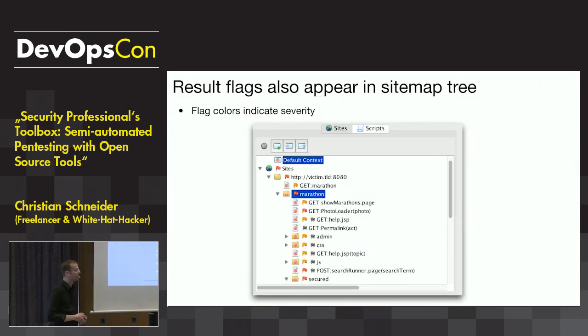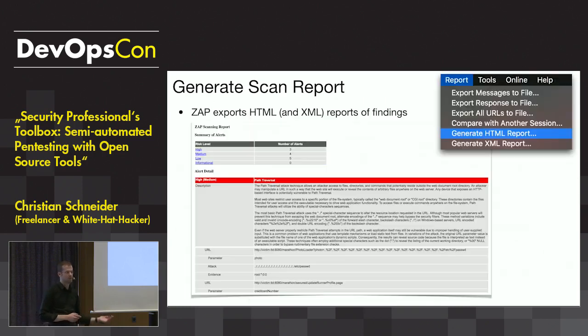That's a very, very good finding. You will also see in the sitemap tree where the most interesting, the most severe vulnerabilities are located in your application's structure, due to the color of the flags. And obviously, as said, you can create reports, like HTML reports or XML reports, and feed them into other tools or whatever.